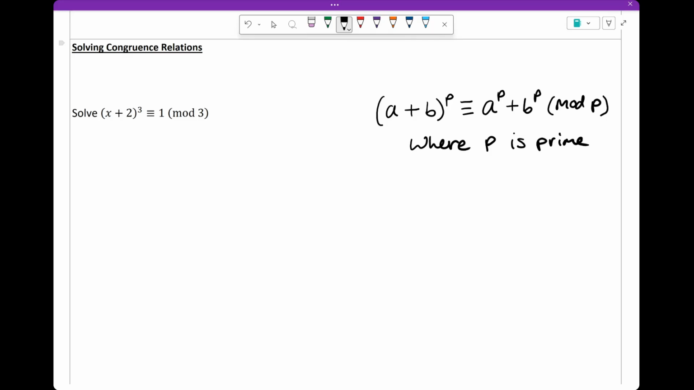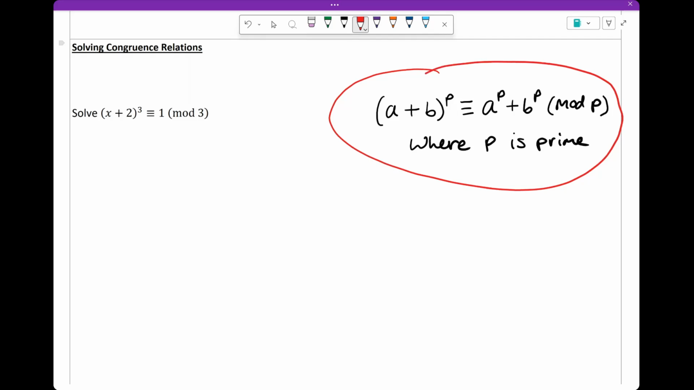In this video, I'm going to go through how we can make use of the binomial theorem to help us solve congruence relations. So I've got the result over here on the right that we're allowed to quote: the fact that (a plus b) to the power of p is congruent to a to the power of p plus b to the power of p mod p, where p is prime.